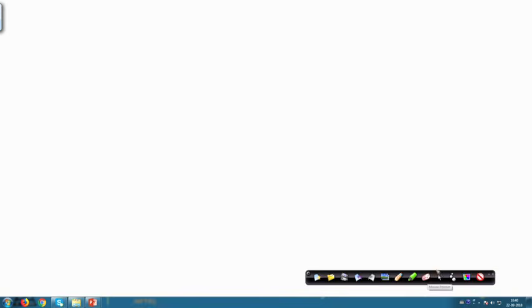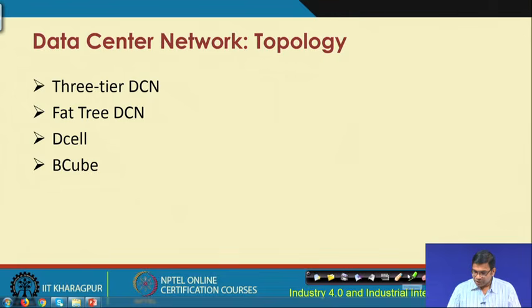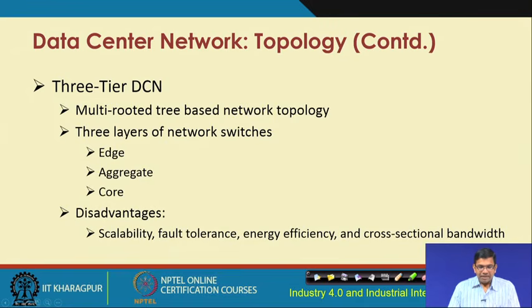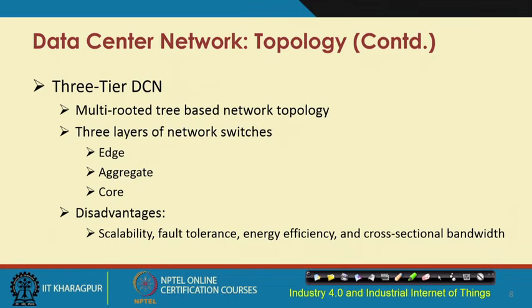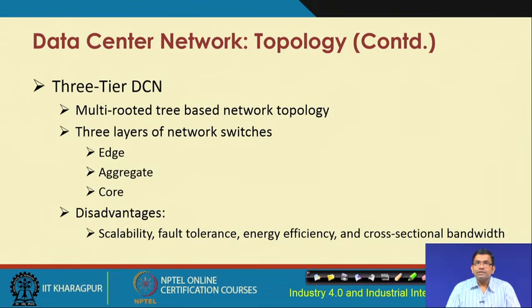Let us go back once again and have a look at the properties of a 3-tier DCN. As we have seen, it has a tree based network topology, and there are multiple roots in the tree topology: multiple trees with multiple roots networked together. There are different layers of network switches, core, aggregate and edge. There are also disadvantages listed over here: scalability, fault tolerance, energy efficiency and cross sectional bandwidth. These are some of the limitations of the 3-tier DCN. We are not going to elaborate on these, rather let us use our time to understand the other network topologies that are supported in the DCN.